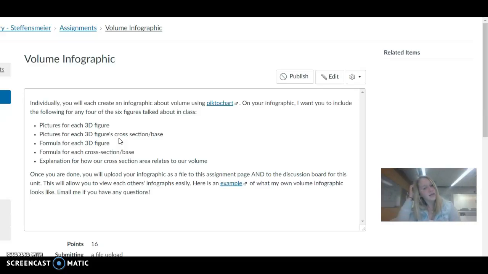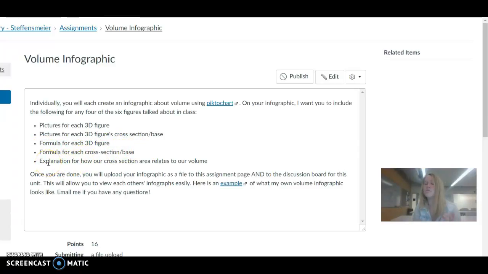So I would want you to include what that shape is on your picture. And so I would also like you to input the formula for each three-dimensional figure to calculate the volume. And I would also like you to include the formula for the area of each cross-section or base of each of our three-dimensional figures. So include the formula for our three-dimensional figure, include the formula of the area for our cross-section or base.